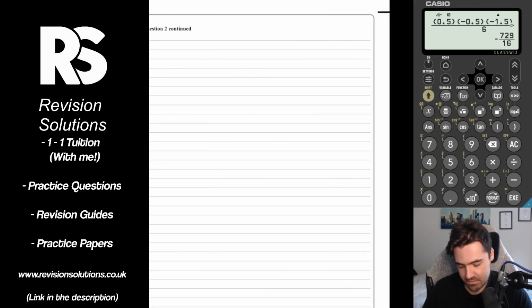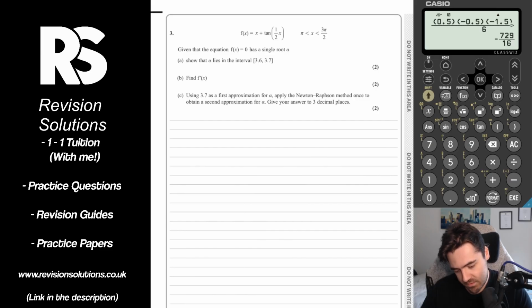Moving on now to question 3. We've got a function f of x defined as x plus tan of a half x with a domain going from pi to 3 pi on 2. It says, given that the equation f of x equals 0 has a single root alpha, show that alpha lies between 3.6 and 3.7. Well, if we assume it's continuous over that interval, and if we get a sign change over that interval, then there must be at least one root in that interval. So we'll assume it's continuous, which it is, and plug in the values.